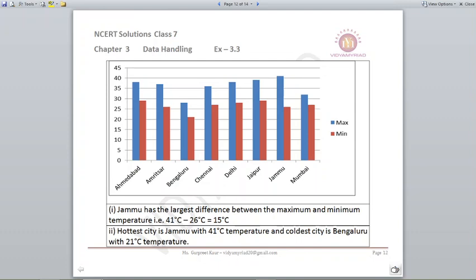Even if you look at the bar graph, the blue one which is the highest, Jammu is the highest. Now the red part which is the lowest, because red is showing you the minimum, Bengaluru has the minimum temperature.